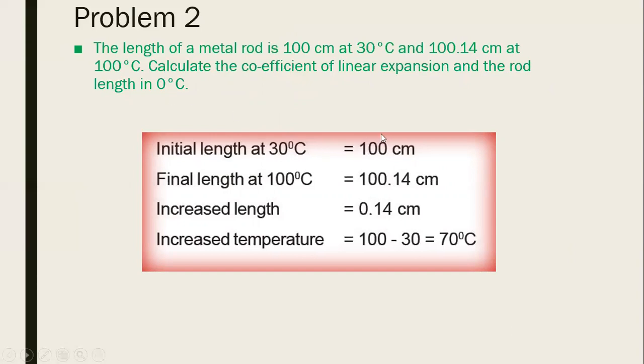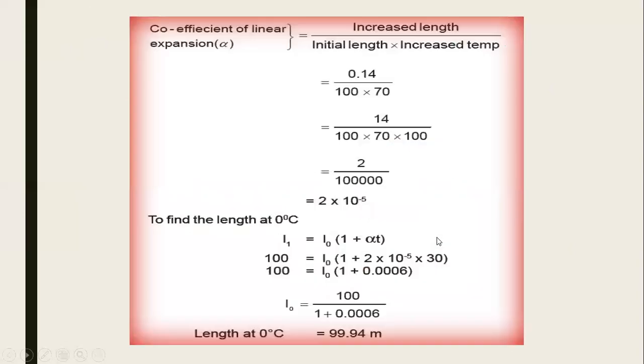So what is the initial length? 100 centimeter. Final length is equal to 100.14. Increased length, what is it? This minus this one, you will get the increase in length, 0.14. Increased temperature is equal to 100 minus 30, it is 70 degrees Celsius.